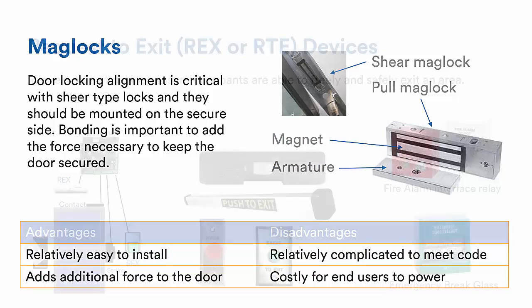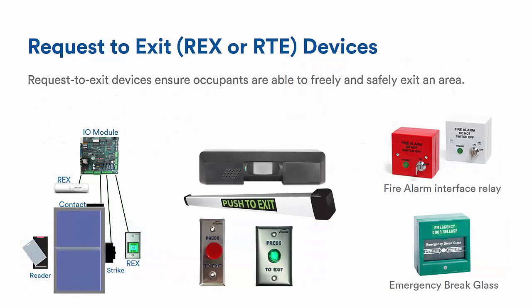A request to exit is an input that tells the controller that a person is requesting to exit. It effectively ensures occupants are able to freely and safely exit an area. This is always on the secure side of the door and is a requirement in many regions. Exit motion sensors are an infrared request exit device using motion detection specifically designed to reliably release locks. Now, a person approaching the door is seen by the motion detector just before reaching the door.